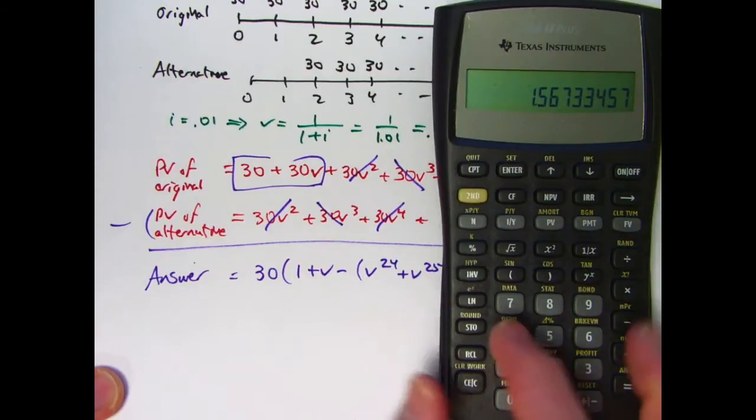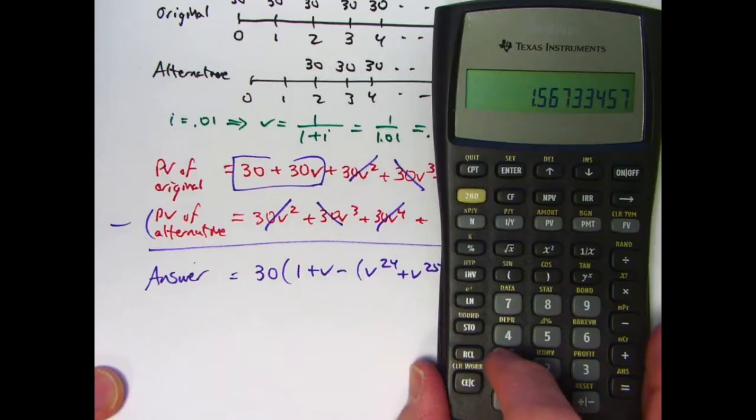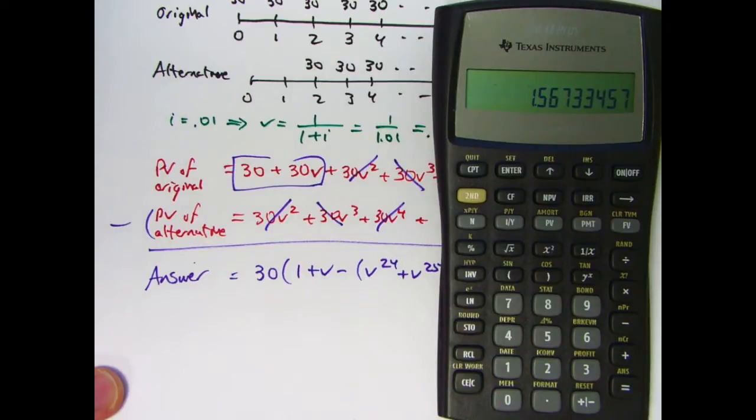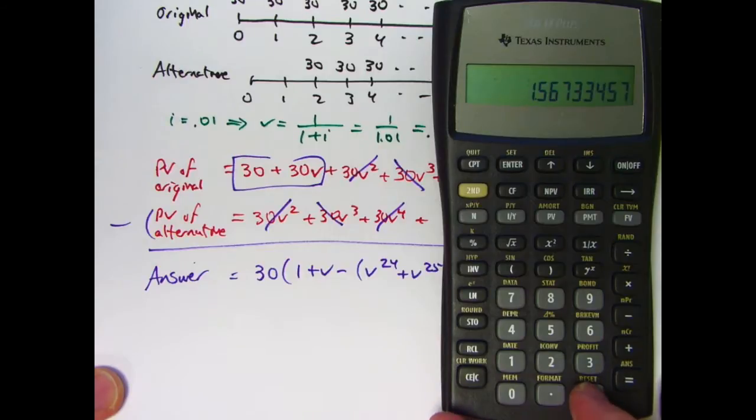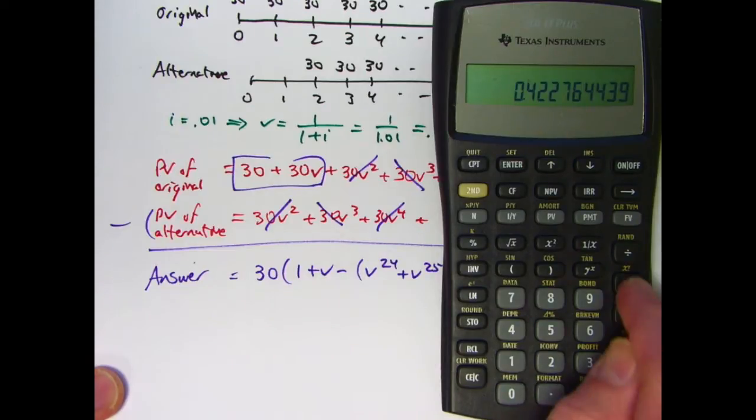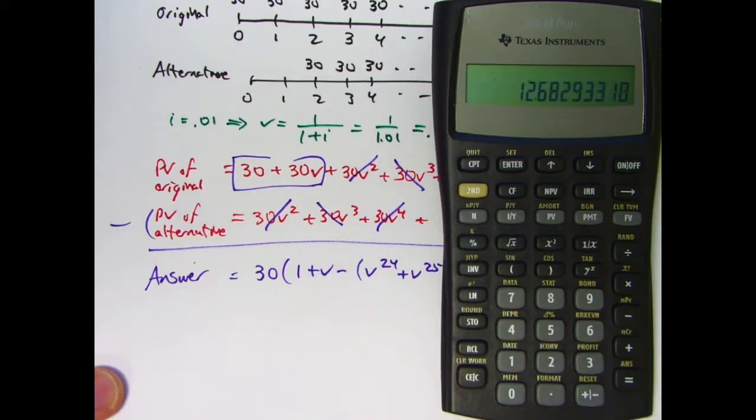Now I think I'll store that in register 1, because I'm going to subtract it. Or I could make it negative. Let's go ahead and make it negative by pressing that button and then adding 1 from that one, and then adding v, which is in register 0. Multiply now by 30. And there we go. The answer is 1268.